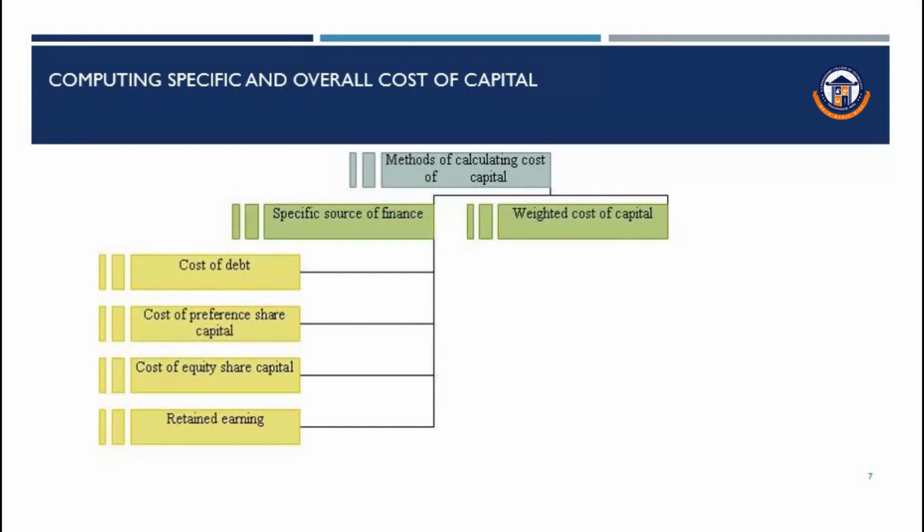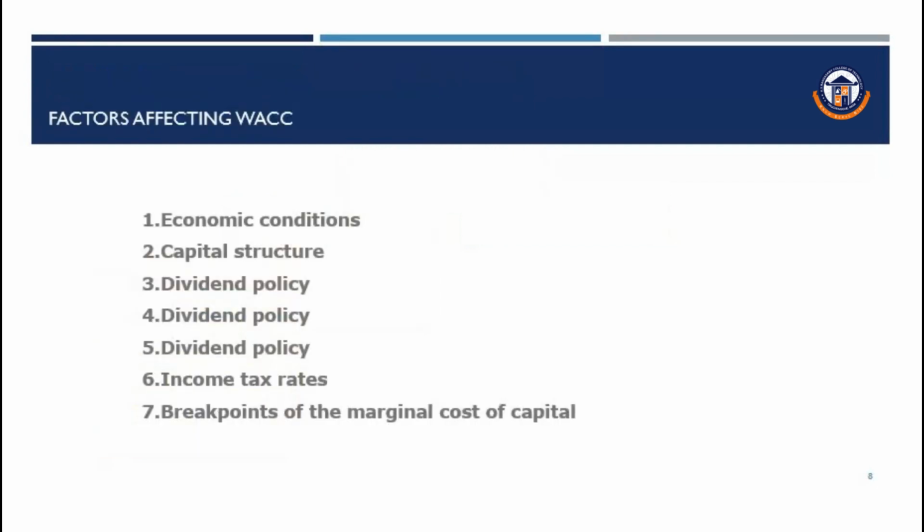Then the next topic is factors affecting WACC. The first one is economic conditions. Economic conditions mean a situation when the bank can easily give loans at a lower rate of interest to increase the stability of the company, so debt cost will decrease and the cost of equity will increase. This is the concept of economic condition.